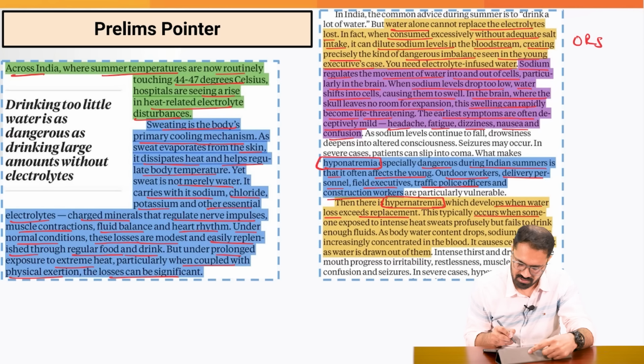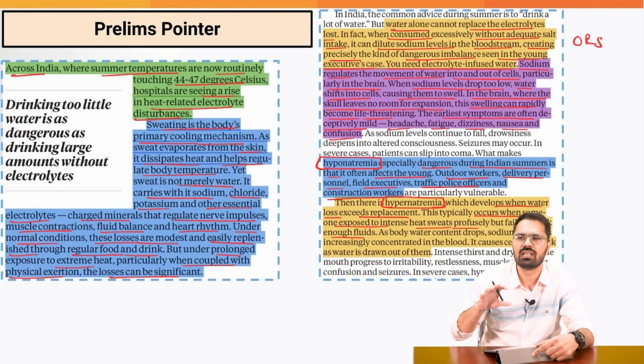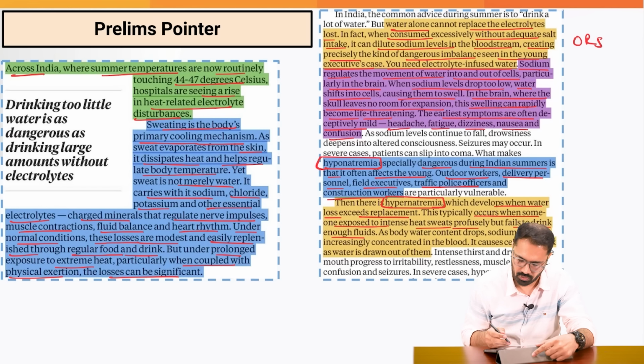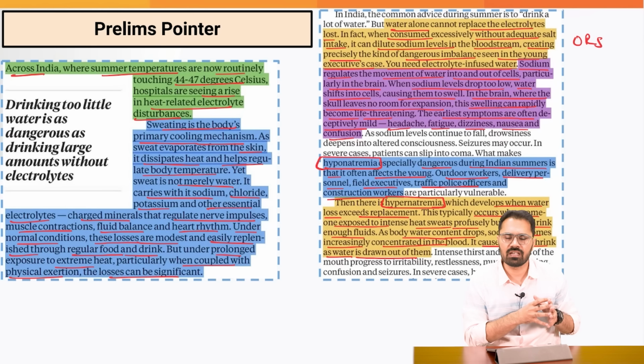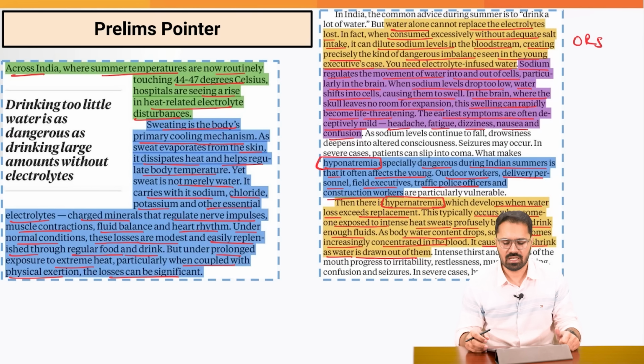This typically occurs when someone exposed to intense heat sweats profoundly but fails to drink enough fluid. He does not take fluid, even with or without electrolytes, he does not drink water. So as the body water content drops, sodium becomes increasingly concentrated in the blood. Now it causes cells to shrink as water is drawn out of them. When water is drawn out, the cell shrinks, and again it may lead to a condition of dehydration and death because of it.